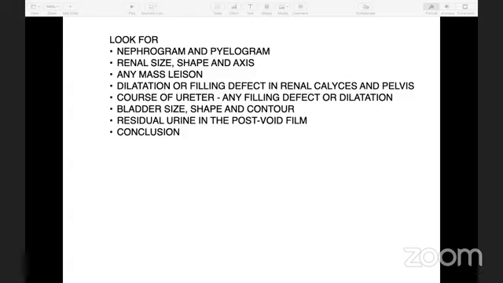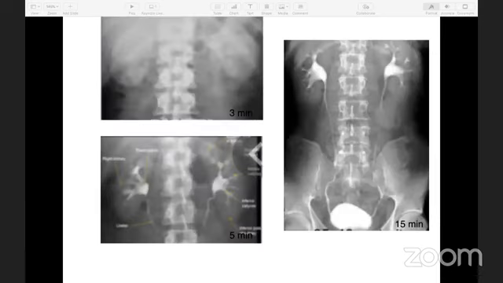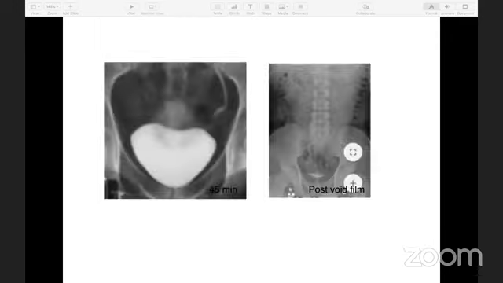I'm giving you a sample. 3-minute film shows bilateral dense nephrogram. 5-minute film shows prompt excretion of contrast in pelvicalyceal system. 15-minute film shows bilateral PCS, ureters, and bladder. Following administration of furosemide, 45-minute film shows well outlined bladder, no filling defect, and the post-void film shows excretion of contrast by both the kidneys and minimal post-void residual urine.